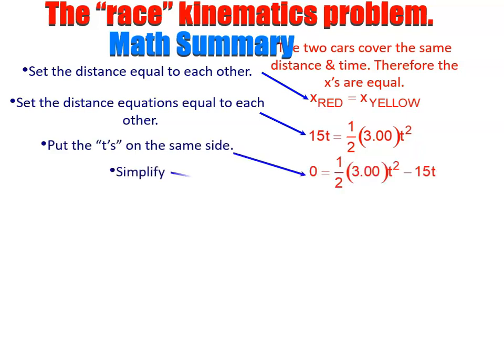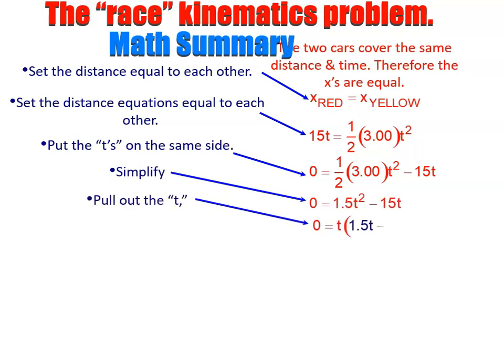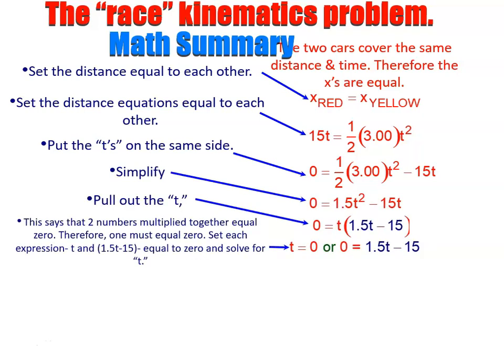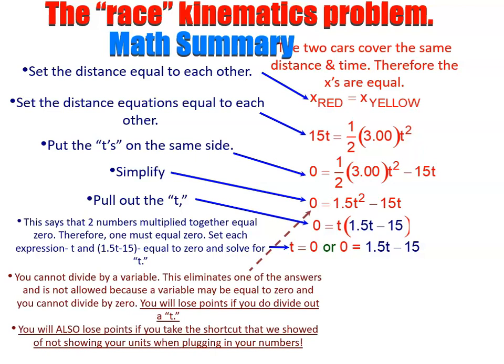We put the t's on the same side. We simplified, we pulled out a factor of t, and you realized, okay, either t is equal to 0 or 1.5t minus 15 is equal to 0. And remember, you can't divide by a variable. If you do, you'll lose points because, after all, it could turn out that the variable is equal to 0. If you know that it's not equal to 0, it's actually okay to do that. But in this case, it turns out it is equal to 0 in one situation. So you can't do that. But in any case, the non-trivial solution that you get is t is 10 seconds.